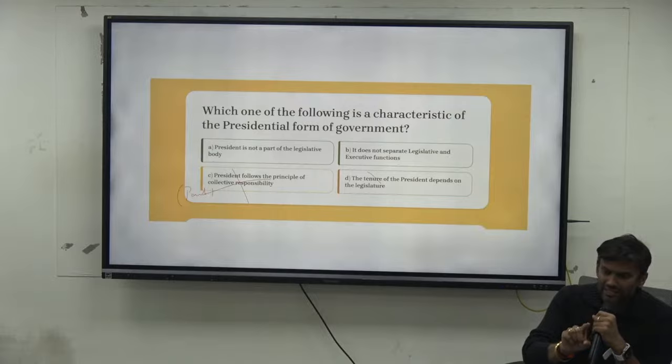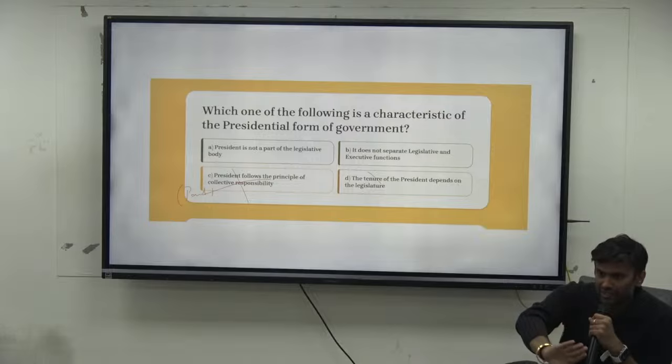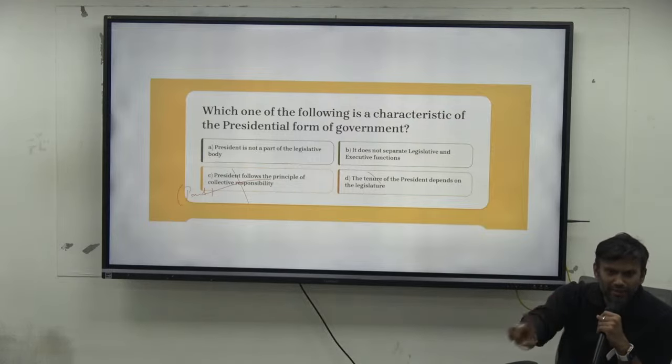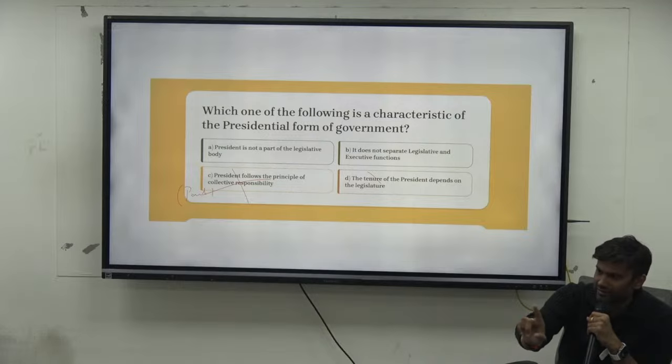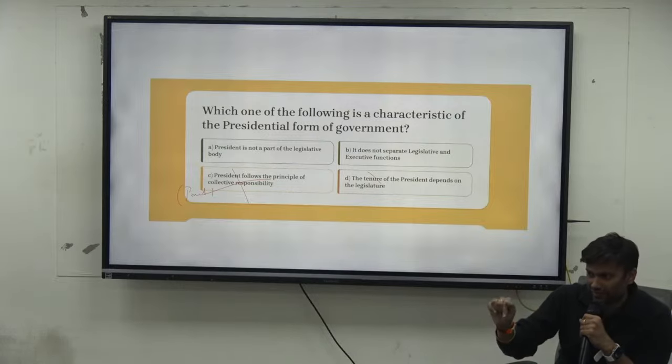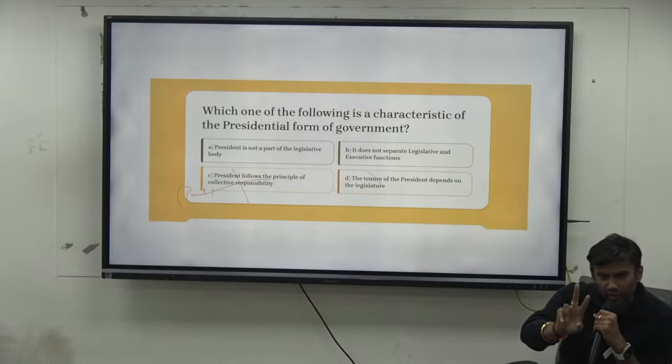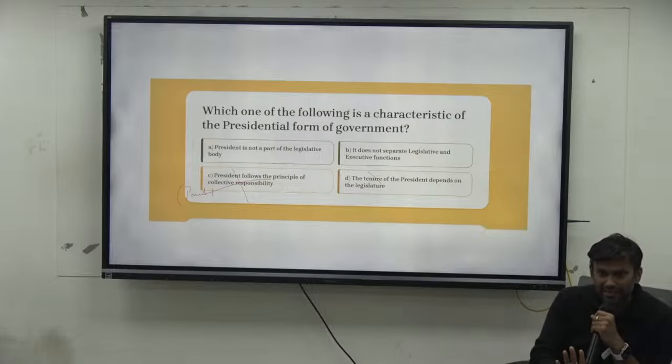In presidential system, there is strict separation between executive and legislative. Those who are part of the executive cannot be part of the legislative, and those who are part of the legislative can't be part of the executive. But in India, if you take Amit Shah, Narendra Modi, they're all ministers, but they're also members of Parliament. Dual membership.